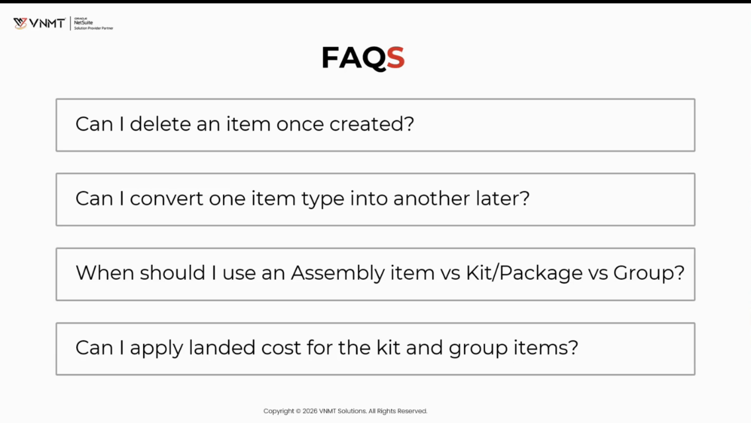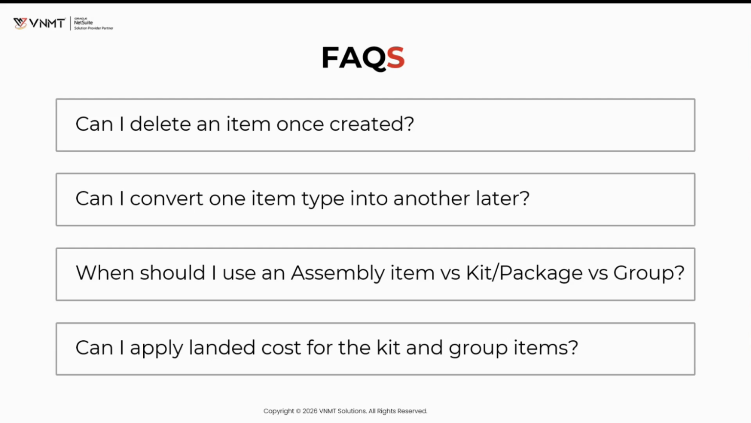Only in that case should you be creating assembly items. Otherwise, go with kit or group items. So in kit items, the advantage is you do not need to keep a separate inventory. Kit items keep the inventory from the component items only, but you are allowed to give it a separate income account or sales account and use that for your reporting purposes. As well as the benefit with kit items is you can give a separate pricing for it as well, a sales pricing.